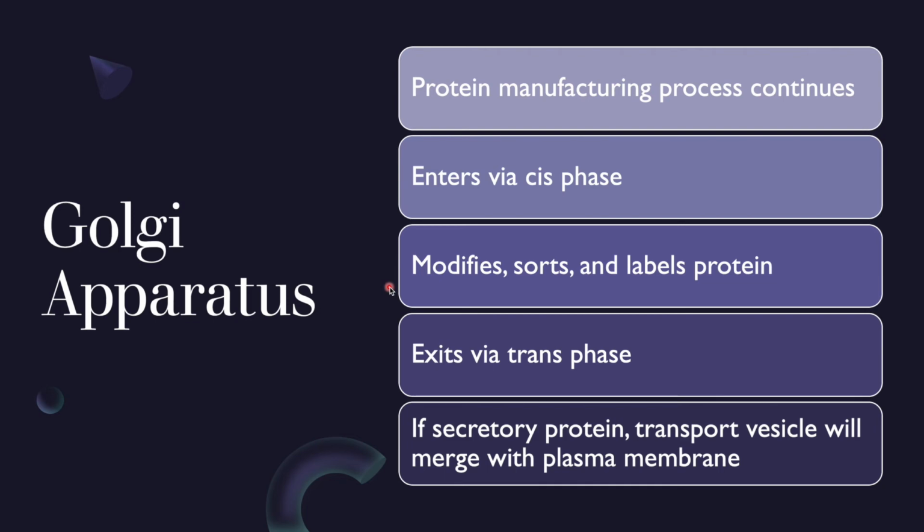Once the modifying process is complete, the protein exits the Golgi via transport vesicle and moves to other sites. If the protein is destined to leave the cell, it will go to the plasma membrane and be secreted out. This process is called exocytosis, which we will talk about in detail in the next unit.